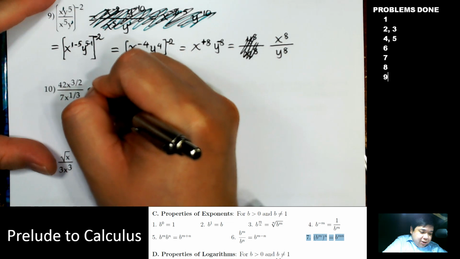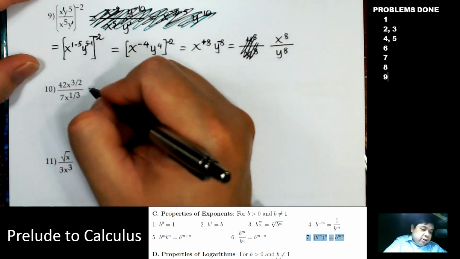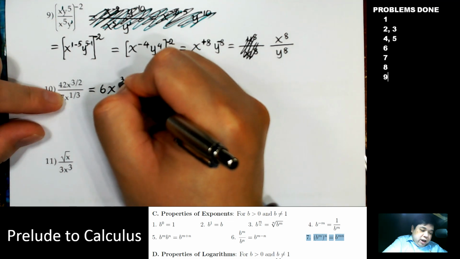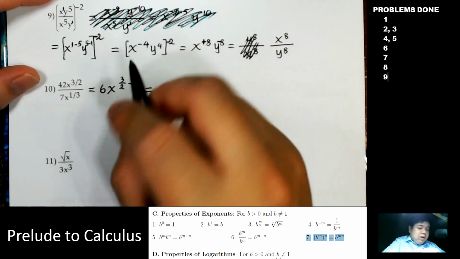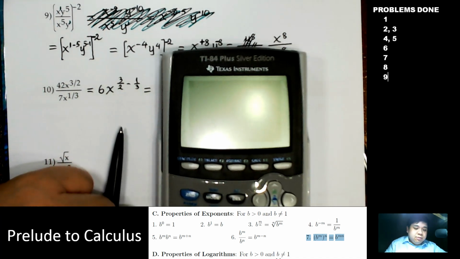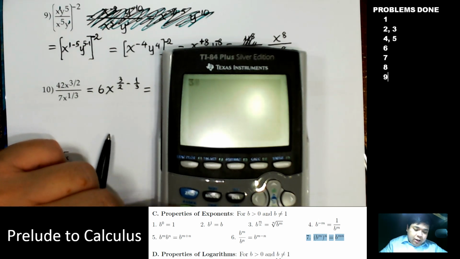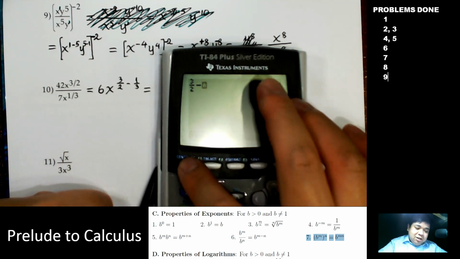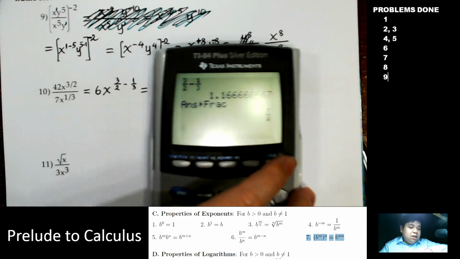Next. On this one, will be the same thing. We divide the numbers. 42 over 7, that will be 6. And then we subtract the exponent. 3/2 minus 1/3. Right. So 3/2 minus 1/3, and that is 7/6.